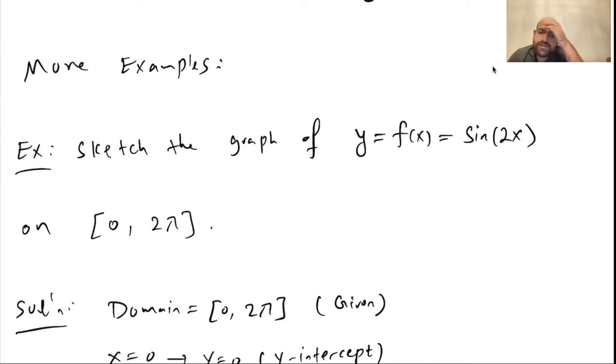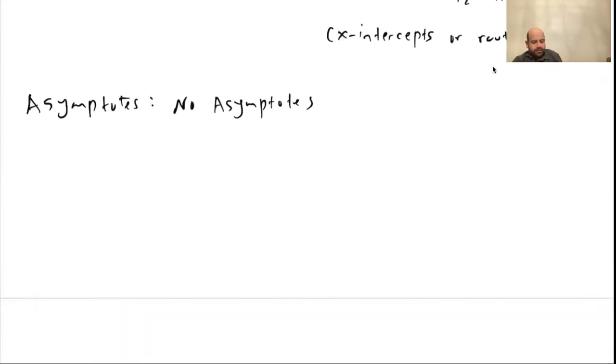And horizontal asymptotes, of course, we don't have any either, because the domain is 0 to 2 pi, right? For a horizontal asymptote, you need to let x go to infinity, or you need to let x go to minus infinity. And again, x is not allowed to go to infinity or minus infinity, because x has to be in the domain. The domain is 0 to 2 pi here. So we don't have any asymptotes.